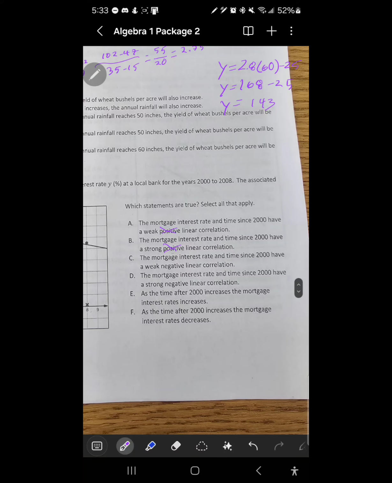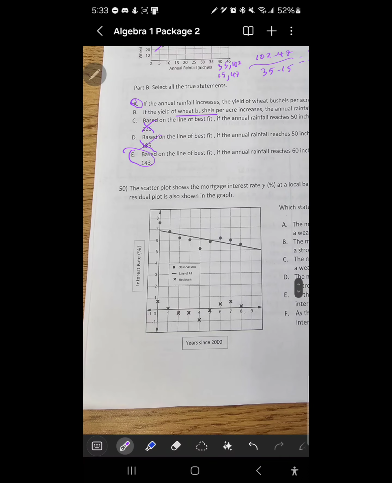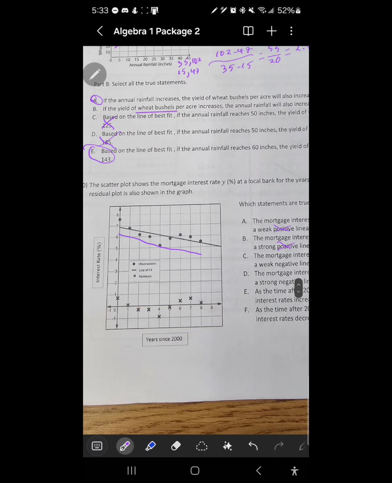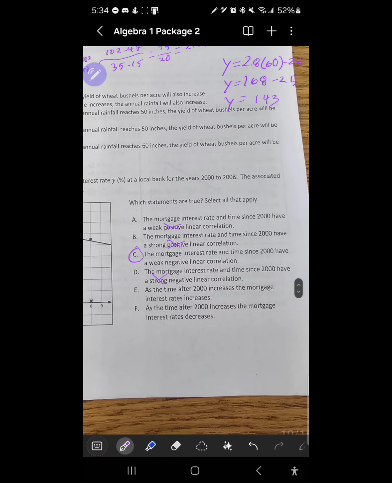Then C: the mortgage interest rate and time since 2000 have a weak negative linear correlation. And I would say yes, because it's going down but really slowly. If it were something like this, I would say this is a really strong negative correlation, but this is going slowly down. So I would say that C is true. It is a weak negative correlation. Therefore, D is not true, because D is saying strong.